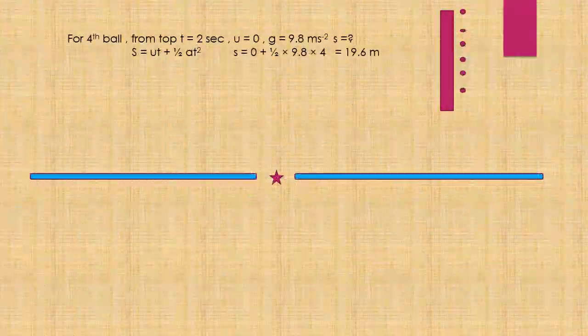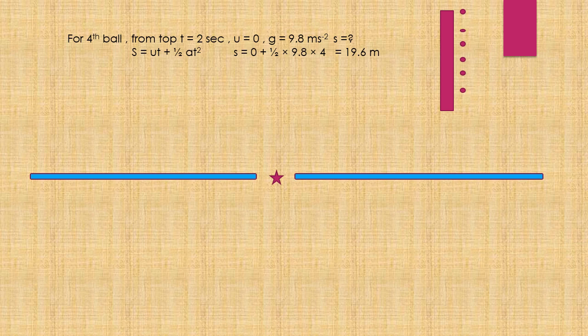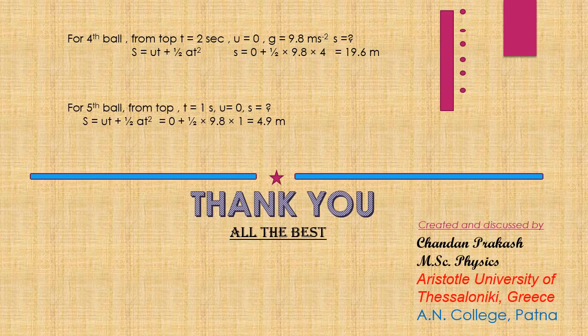For the fourth ball from the top, t is equal to 2 seconds, u is equal to 0, g is equal to 9.8 meter per second square. We need to find s. Using the equation s is equal to ut plus half at square, s is equal to 0 plus 1 by 2 into 9.8 into 4, that is equal to 19.6 meters. For the fifth ball from the top, t is equal to 1 second, u is equal to 0, we need to find s. Again the same equation, s is equal to ut plus half at square is equal to 0 plus half into 9.8 into 1, that is equal to 4.9 meter.